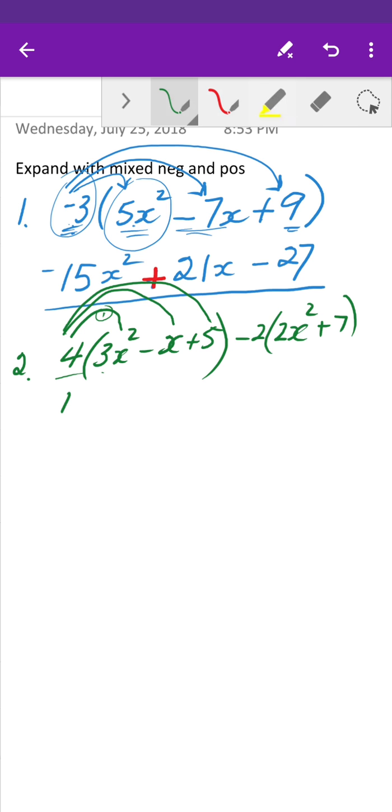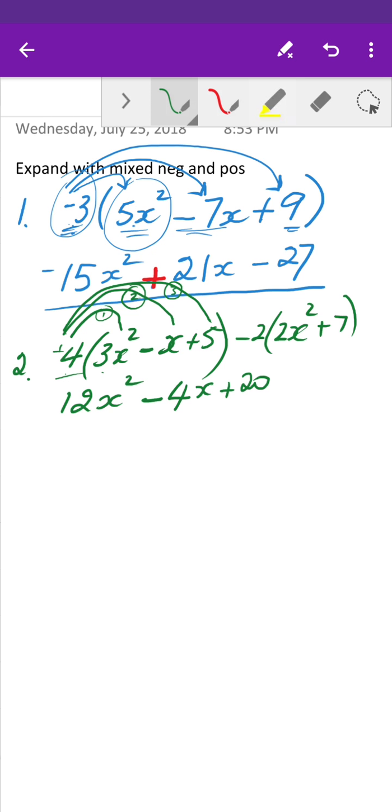4 times 3x squared is 12x squared. Now the second one, 4 times negative x is negative 4x. So we've got a positive and a negative making a negative. The third one, 4 times 5 is 20. Alright, those 3 are finished.